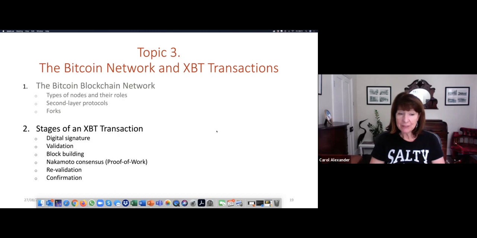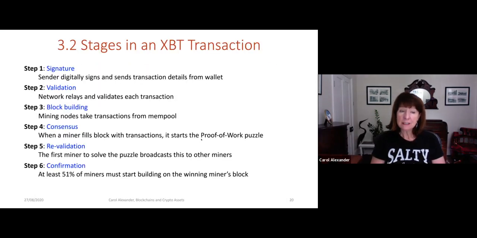There are 6 of them: signature, validation, building a block, proof of work, also called Nakamoto consensus after Satoshi Nakamoto, revalidation, and confirmation. So signature is when the sender of a transaction digitally signs and sends transaction details from a wallet. And we'll go through that, how they use their private key and what wallets they need in order to do that. Then the validation is the network relays and validates each transaction.